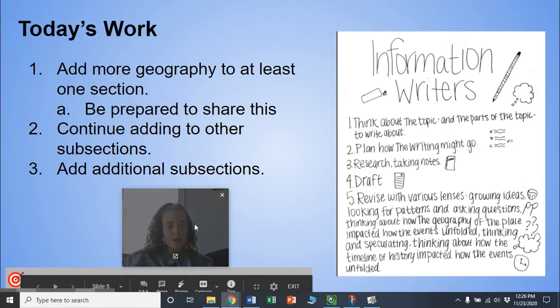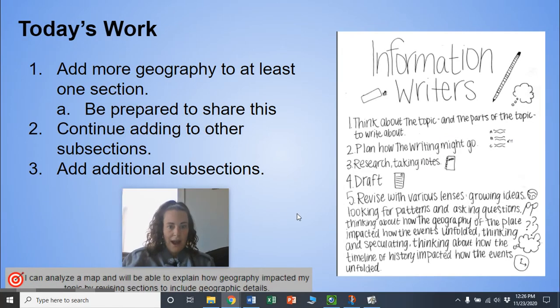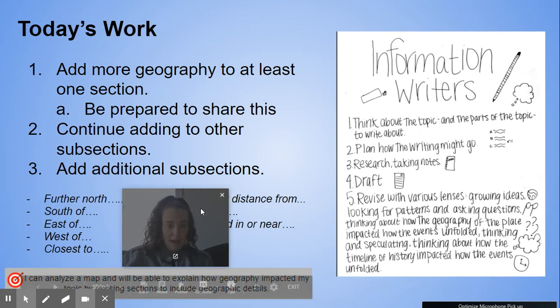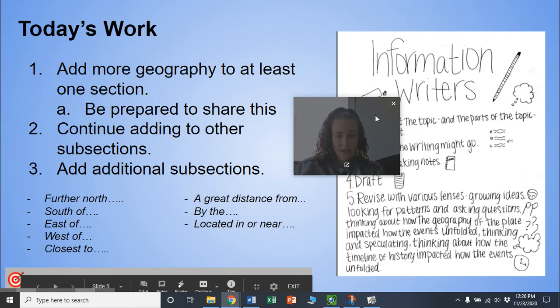So here's what I want you all to do today. Go back into your draft and I want you to add more geography to at least one section. If you finish adding geography to one section, you could always move on to other sections or subsections within your papers. And here's, if you want to pause the video, some sentence frames that might help you do this.